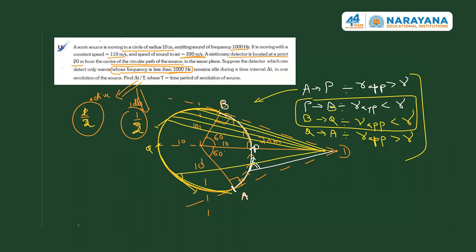Just check it for a moment. P to B, fine. Basically, the only thing I have to check, which is what I was trying to explain, is that the angle should be obtuse. If it is obtuse, the frequency will be less. And if the angle is acute, then it will be more than the actual frequency, assuming the same thing. No, it's fine.